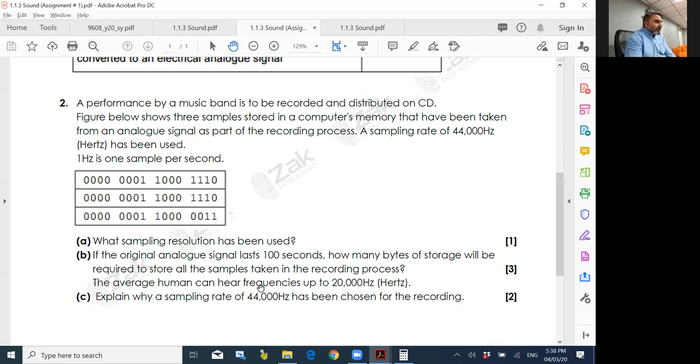The average human can hear frequencies up to 20,000 hertz. Explain why a sampling rate of 44,000 has been chosen for the recording. First of all, I told you that every sound that a human can hear can be recorded at 44,000 hertz with 16 bits of sampling resolution. So frequencies up to 20,000 hertz can easily be recorded at 44,000 hertz of sampling and with 16 bits.